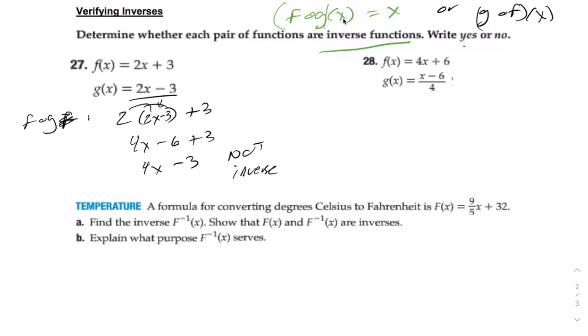I'm going to do it here. Again, you can do f of g, g of f of x, doesn't matter. We'll just keep it f of g of x. So again, what is f? f is 4 times something plus 6, and we're going to plug g in.